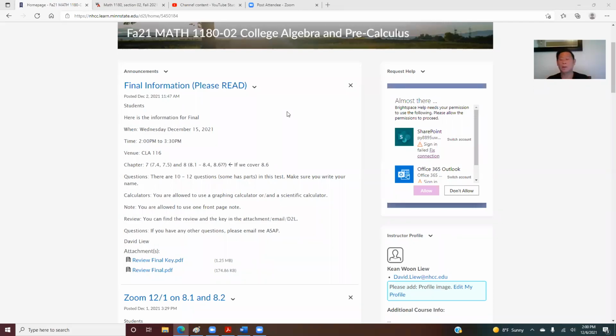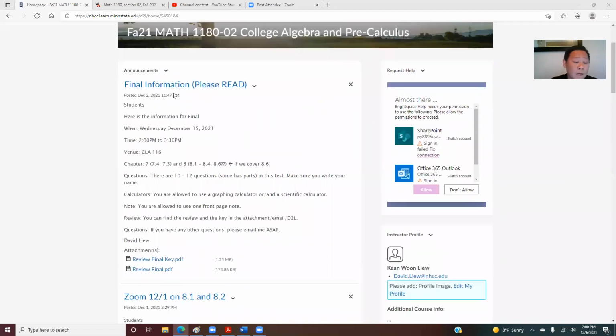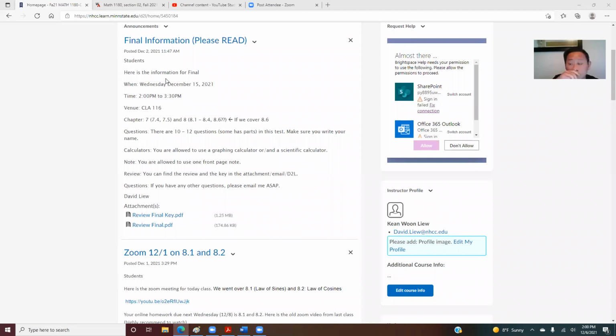Last week, regarding your finals here, make sure you guys practice on this. Watch out. This is, so please read the information here.